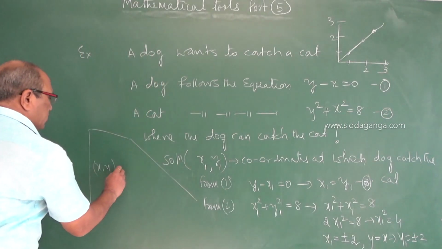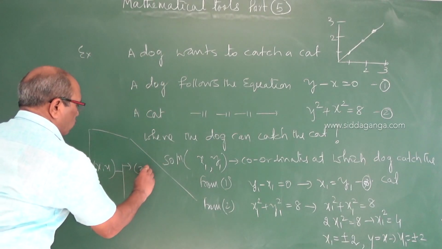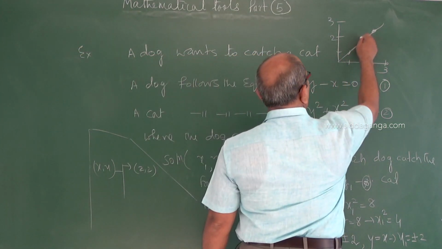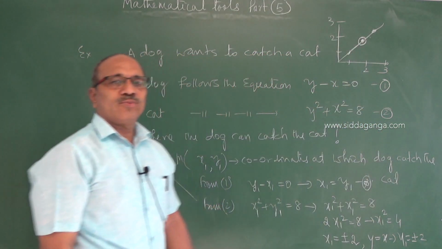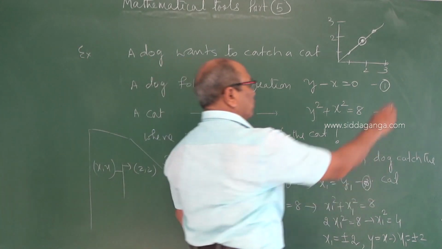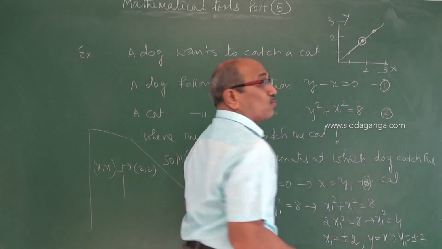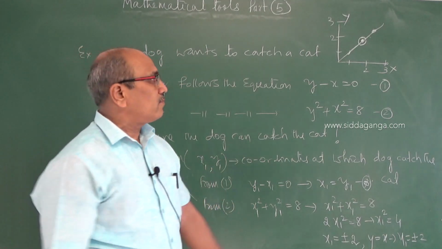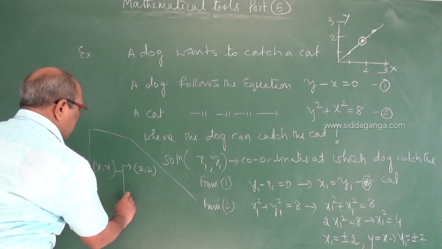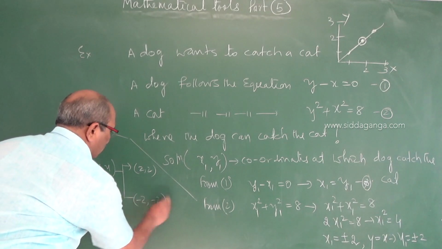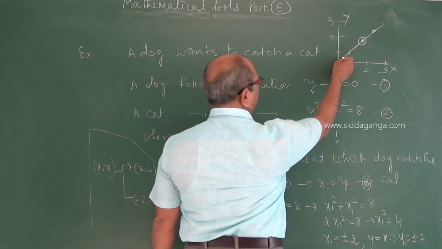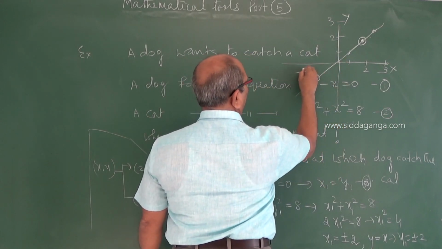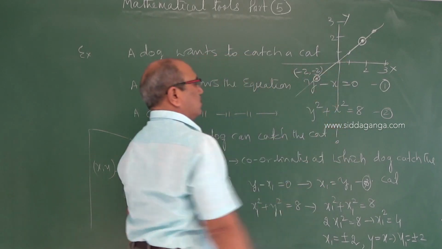Therefore, there are two possible answers. One may be 2, 2, that is this position 2, 2, in the first quadrant, if they ask to plot the position where they can meet each other. Another chance is minus 2 comma minus 2. That means in the third quadrant, here it is minus 2 comma minus 2, they meet each other.